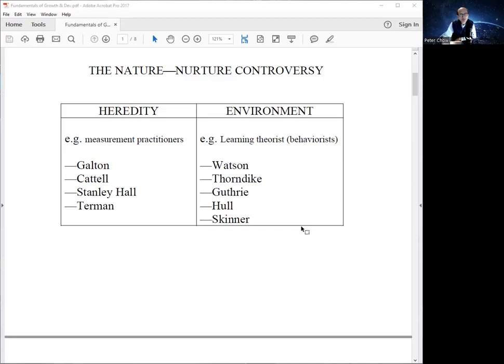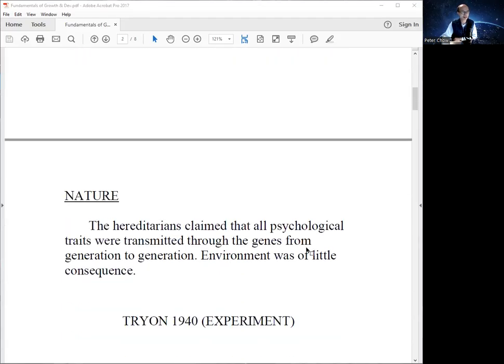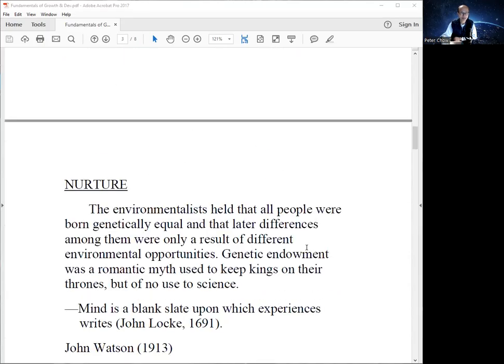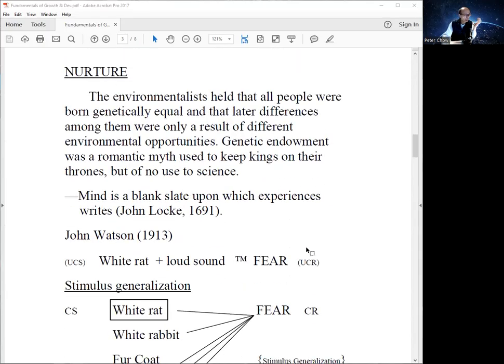Now, nurture. Let's take a look at nature, and let's take a look at nurture here. The environmentalists held that all people were born genetically equal, and that later differences among them were only a result of different environmental opportunities. Genetic endowment was a romantic myth used to keep kings on their thrones, but of no use to science. And of course, here John Locke: the mind is a blank slate upon which experience writes.